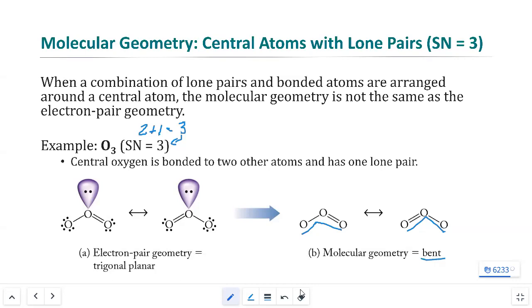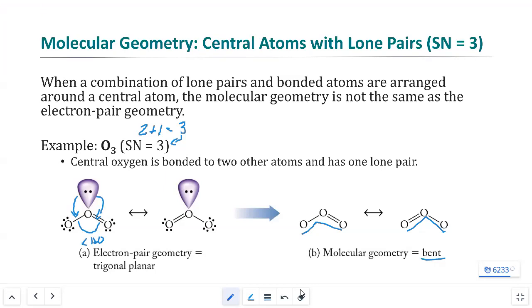Now, one other thing that that lone pair does is, because it is not shared, it's much more impactful in terms of repulsion. It's going to push harder on those bonds than the bonds are going to push on it. So this is going to push down harder. And what that means is that this bond angle, which we would have expected at 120 degrees, is going to shrink a little.